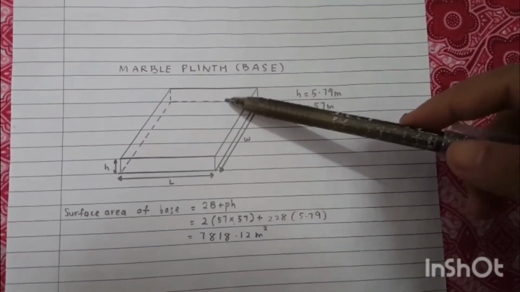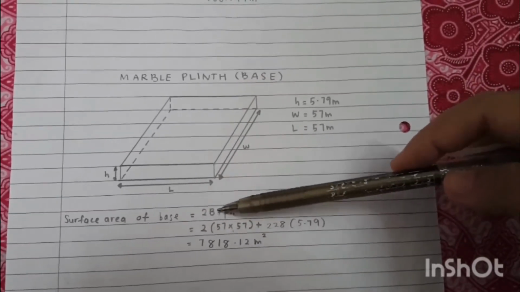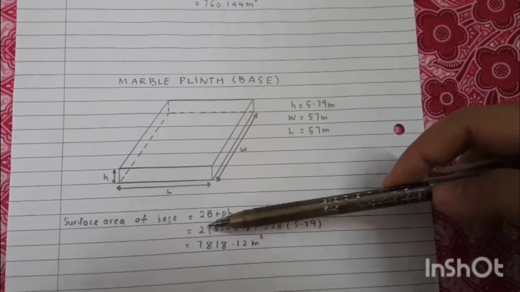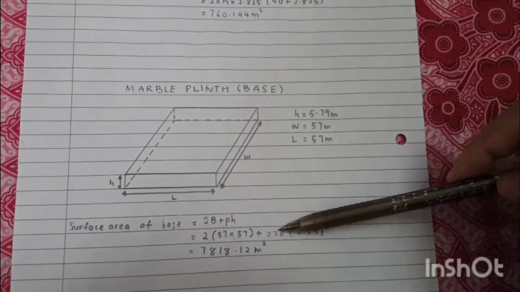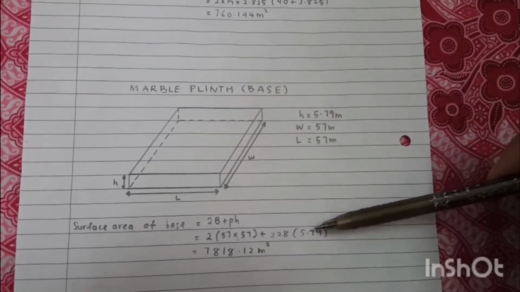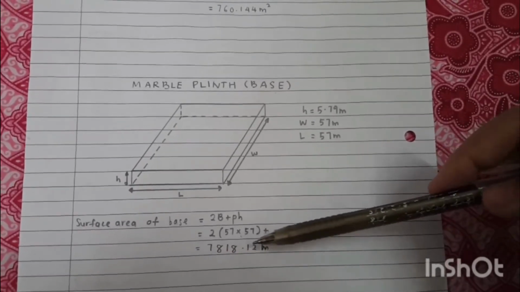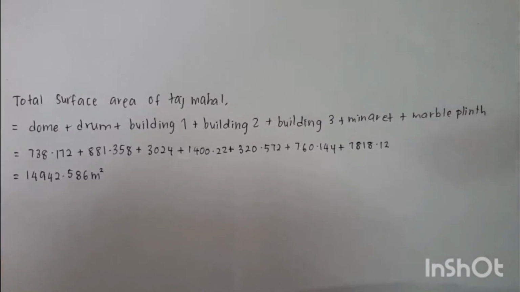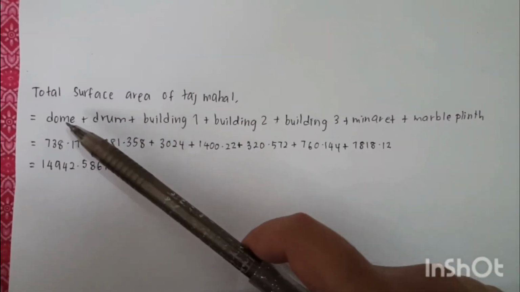To find the surface area for this marble plane, we use this formula, which is 2b plus bh. We insert the value into this formula: 2 multiply with 57 multiply with 57, and then plus 228 multiply with 5.79 meter. Then we got the answer 7,818.12 meters square.